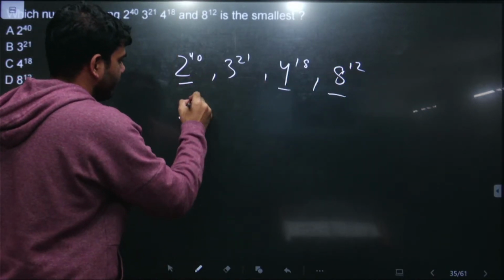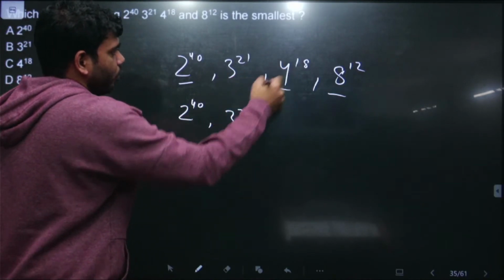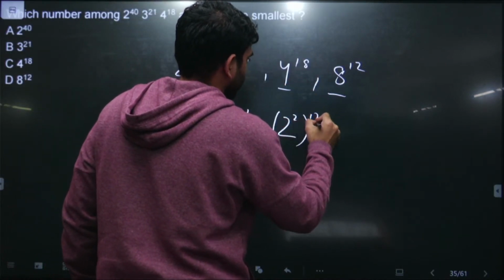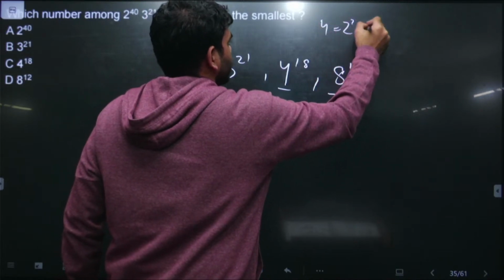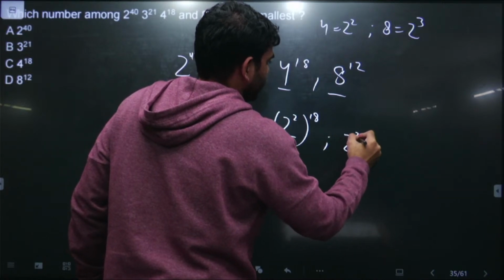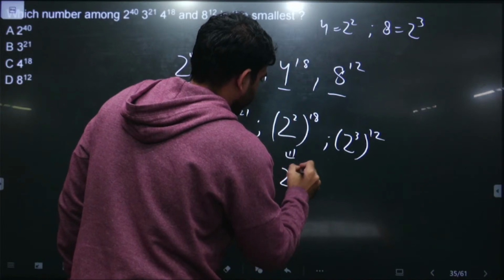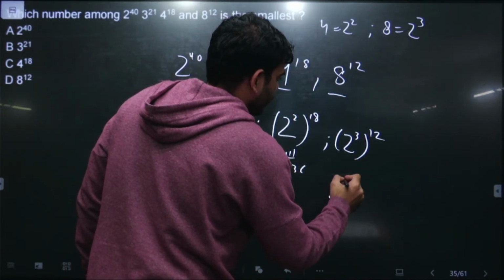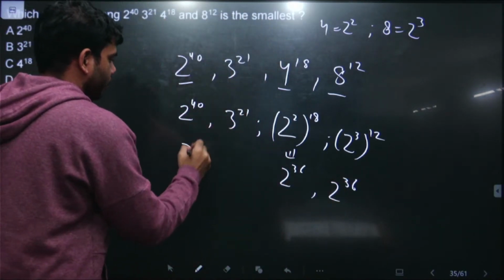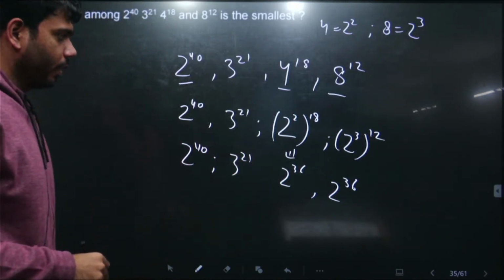इसको तो directly we can write 2 raised power 40, तो ऐसे दे रखा है. Let's ignore this for a while. And 4 raised power 18 we can write as 2 squared raised power 18, since 4 is 2 squared. And similarly 8 is the cube of 2, and 8 raised power 12 we can write as the cube of 2 raised to the power 12. So this is 2 raised power 36 and this is 2 raised power 36. And this is 2 raised power 40. And this is 3 raised power 21. Right?